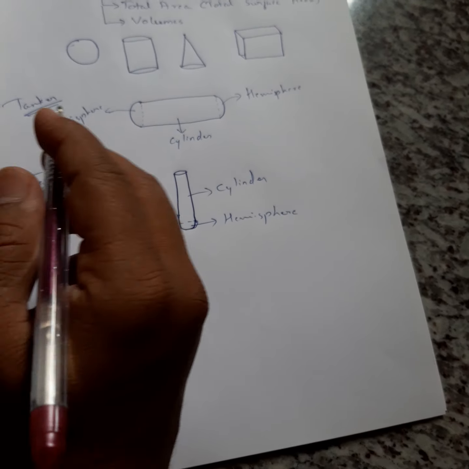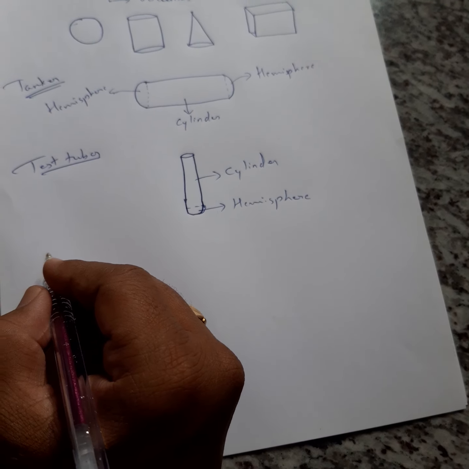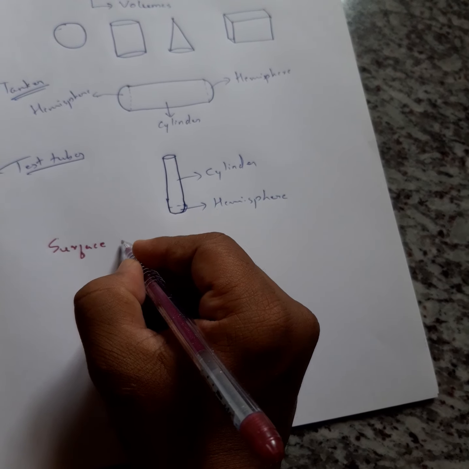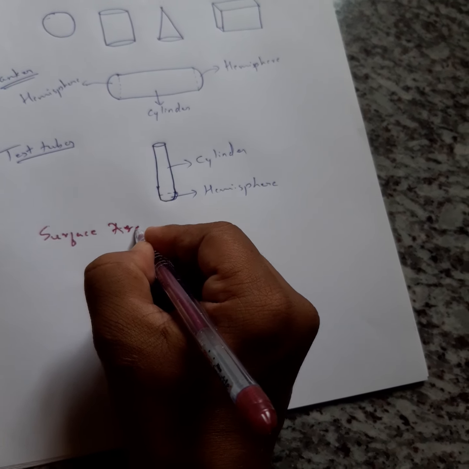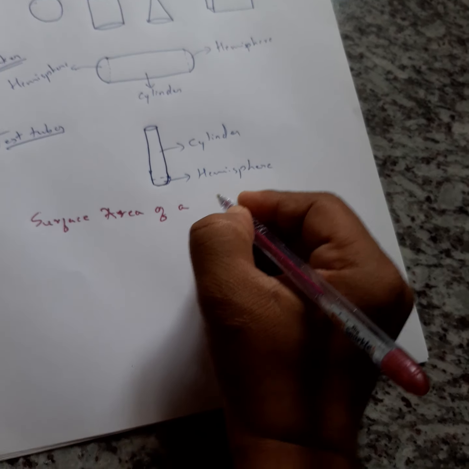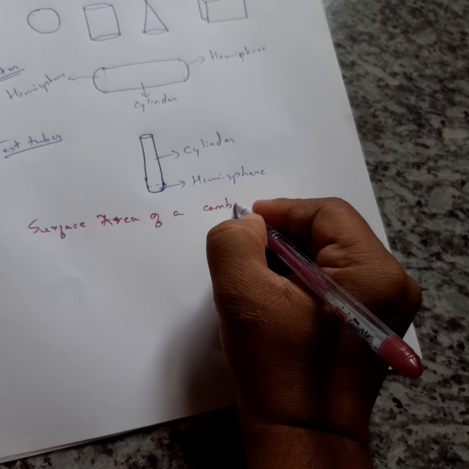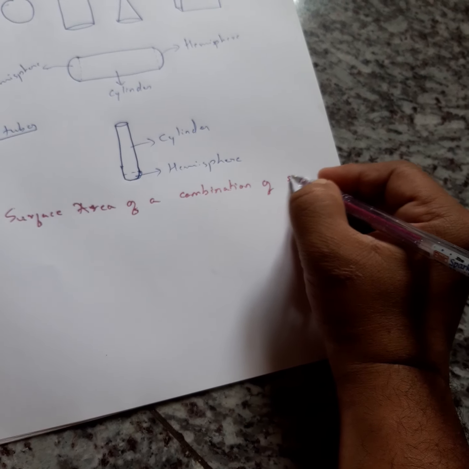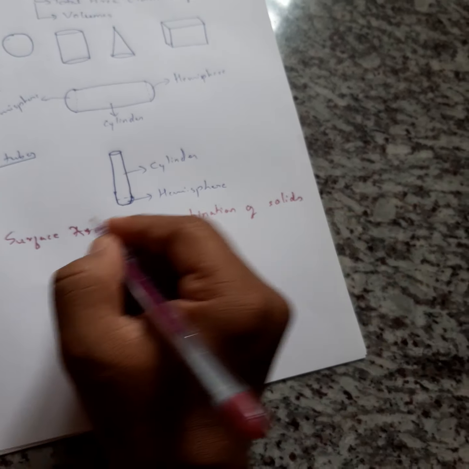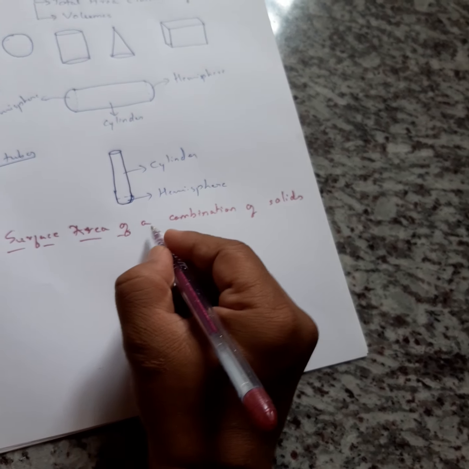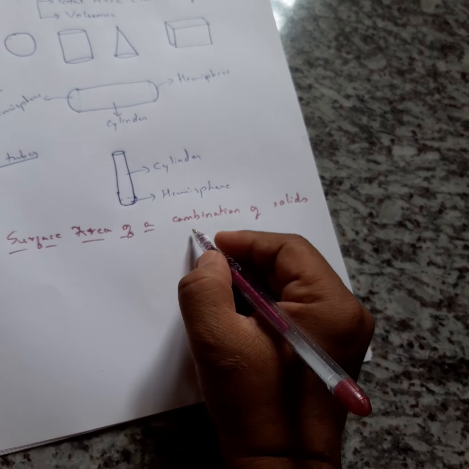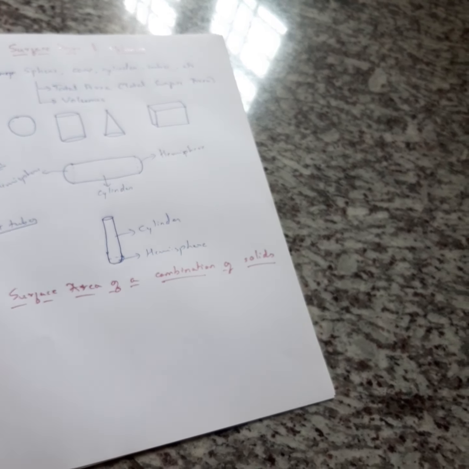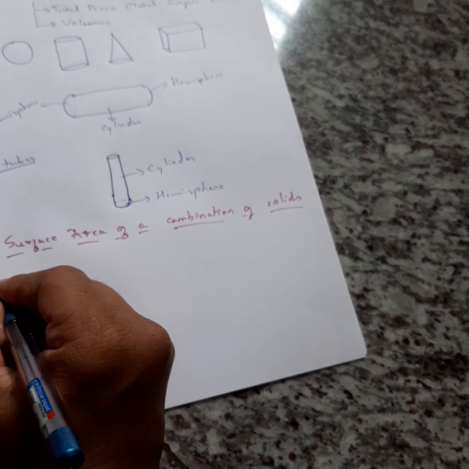So the first topic in this chapter is surface area of a combination of solids. We already saw some examples above. Now let us find out the surface area of these solids. So as usual, the first example I'm going to take is the tanker.